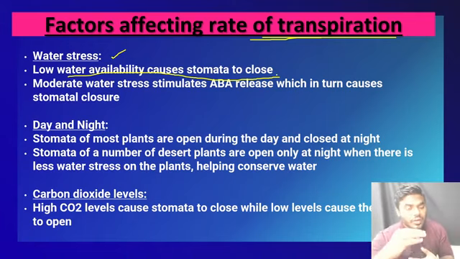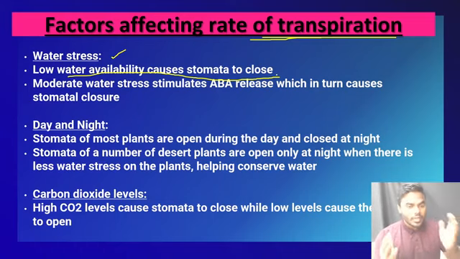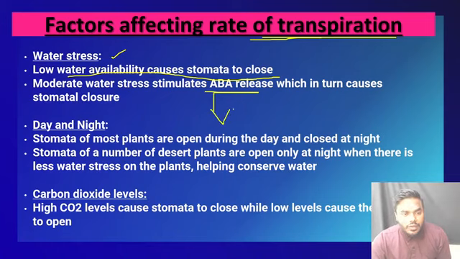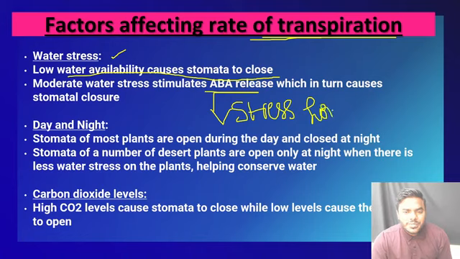So when the water concentration is low in the plant body, what will abscisic acid do? It will get released. I hope you all know very well, what do we call it? The abscisic acid. We call the abscisic acid the stress hormone. So it is released in the stress condition.